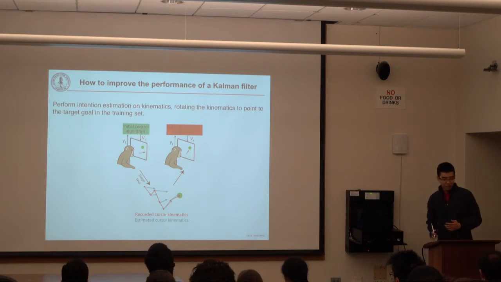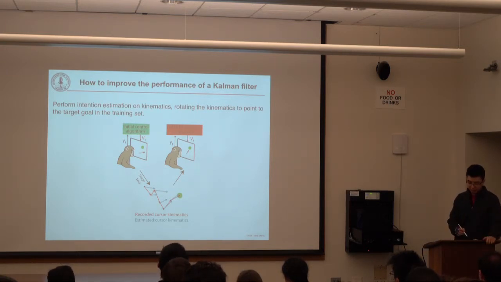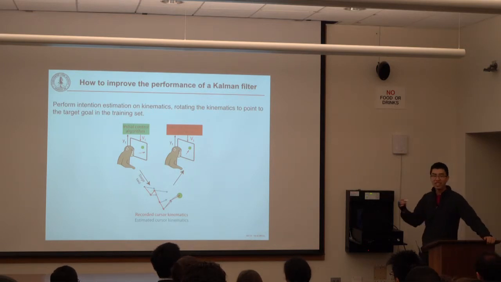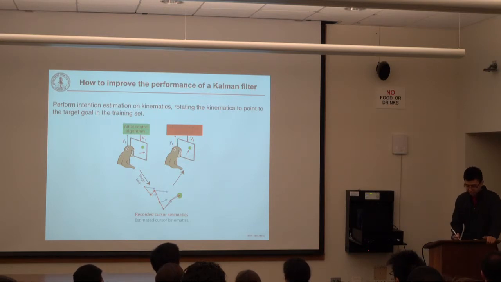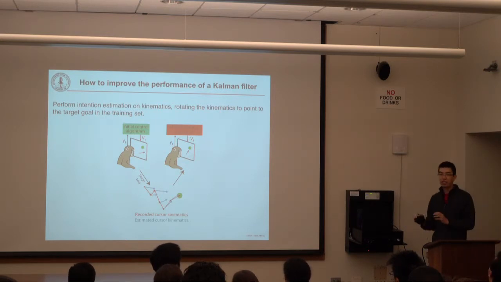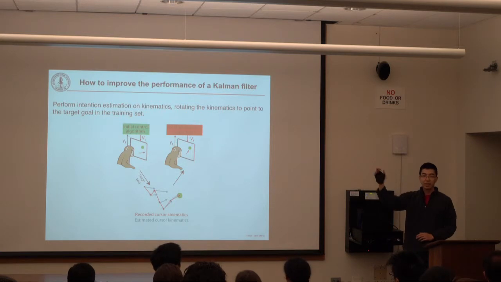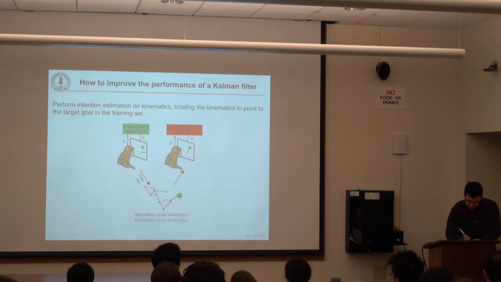And so what this intervention is, is that we perform something called intention estimation on the kinematics. Let's say that the monkey, for now, is just reaching with his hand from one target to another target. So he starts at a center target here, center, and let's say he's reaching up and to the right.